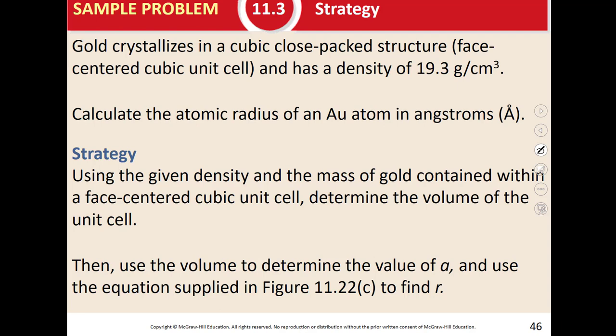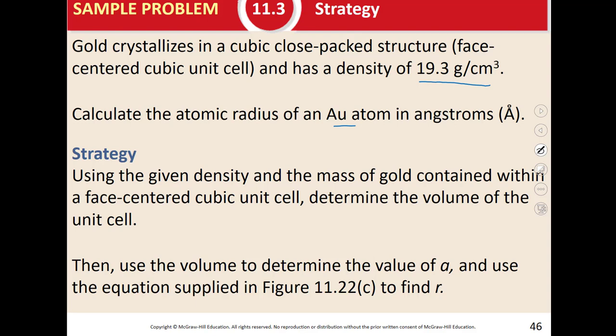Now we can measure the density of gold. Pure gold has a density of 19.3 grams per cubic centimeter. We want to know what is the atomic radius of gold given that the density of gold is 19.3 grams per centimeter cubed. So we are face-centered cubic.